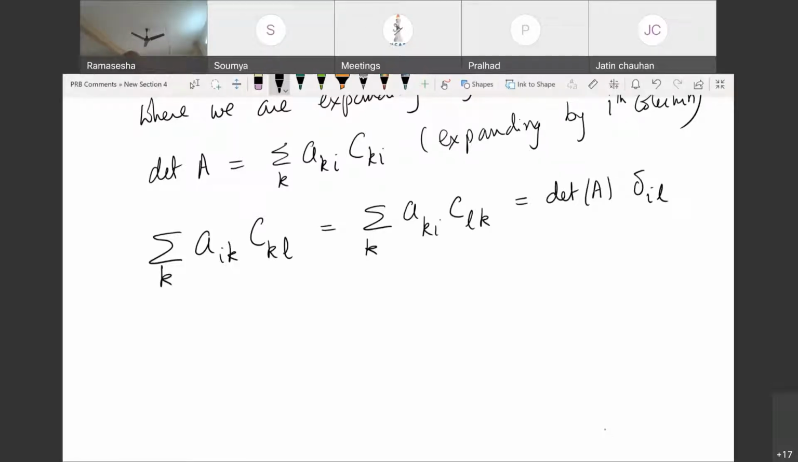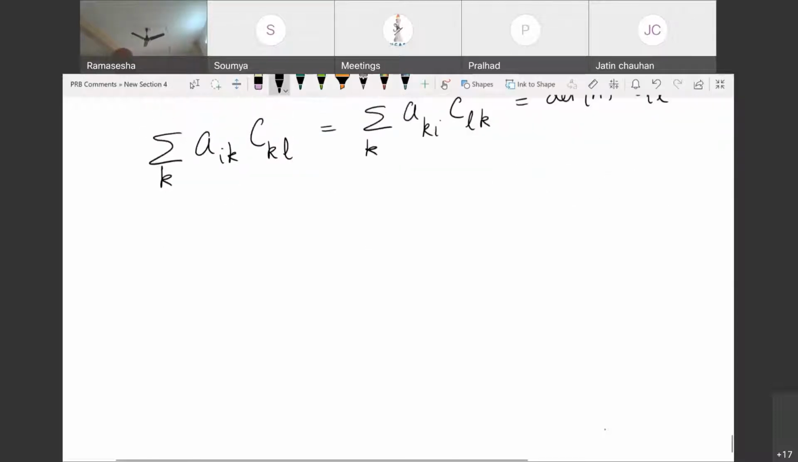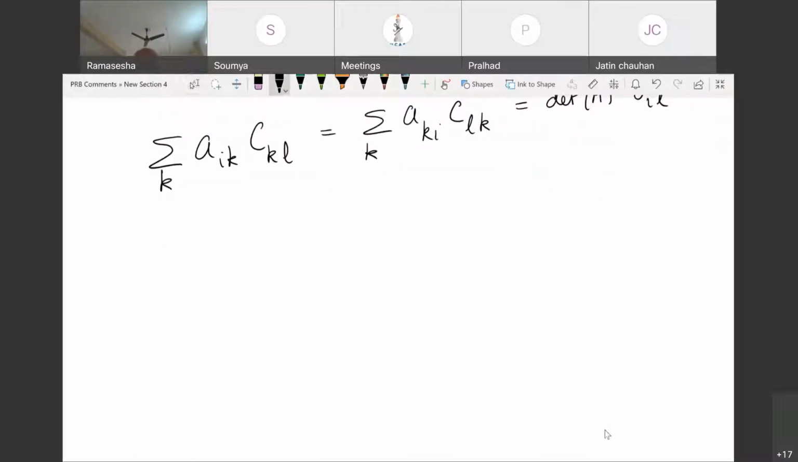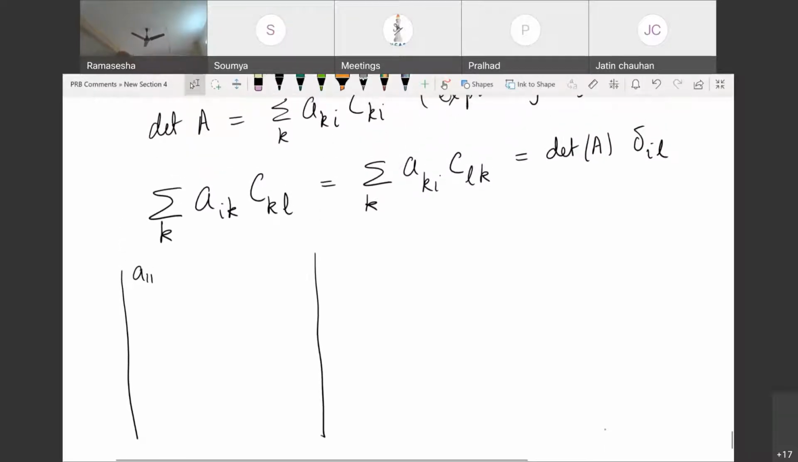I'll prove it by a very simple example. So let me consider the following determinant. I and L are indices. Aik is the ikth element of the matrix A, and CKL is the KLth cofactor of the element AKL. And delta IL is the Kronecker delta.